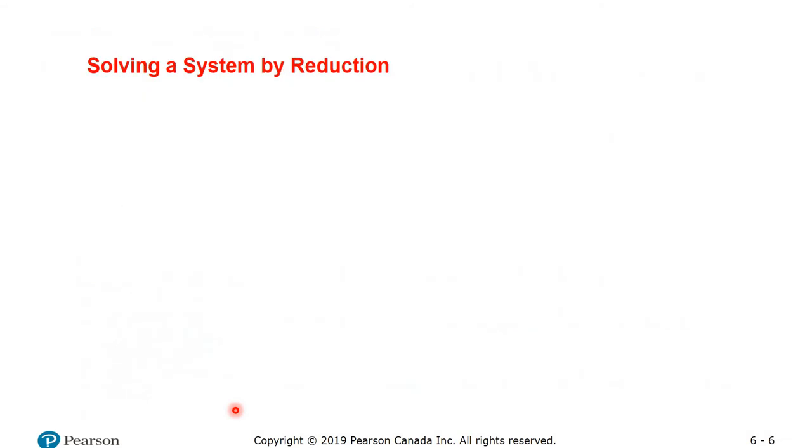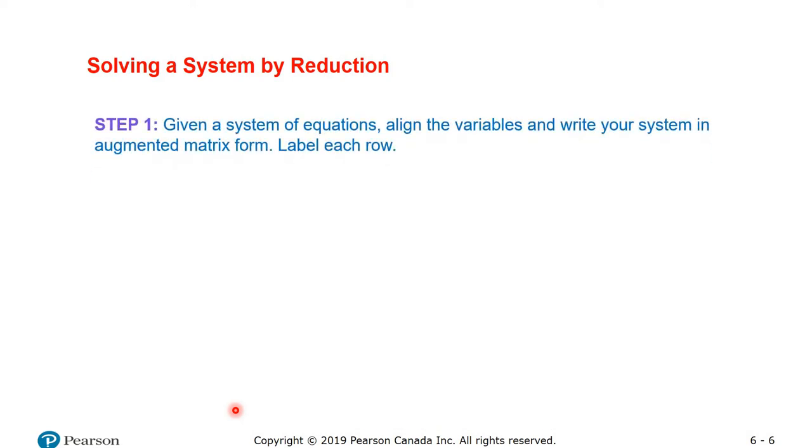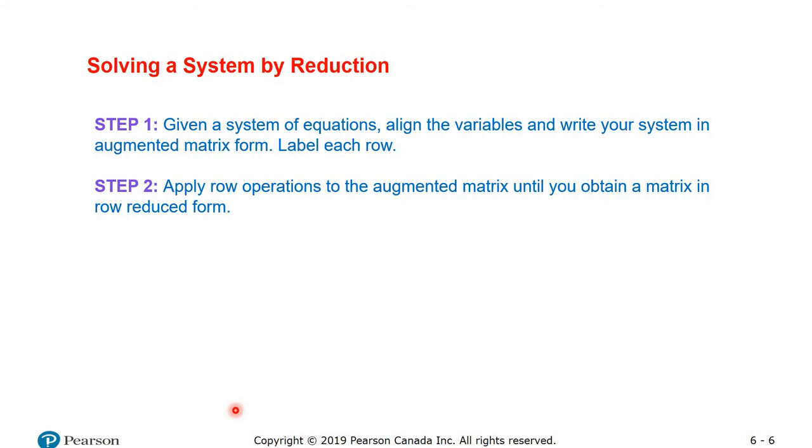Now the question is, how do you solve a system of equations? We're going to use the method of reduction. The first step is to take your system of equations, align your variables as I had mentioned before, and write your system in augmented matrix form by labeling each row as well. The next step is to apply the row operations that I mentioned. There were 3 row operations, so you apply them to your augmented matrix, and you will continue to apply them until you obtain a matrix in row reduced form.